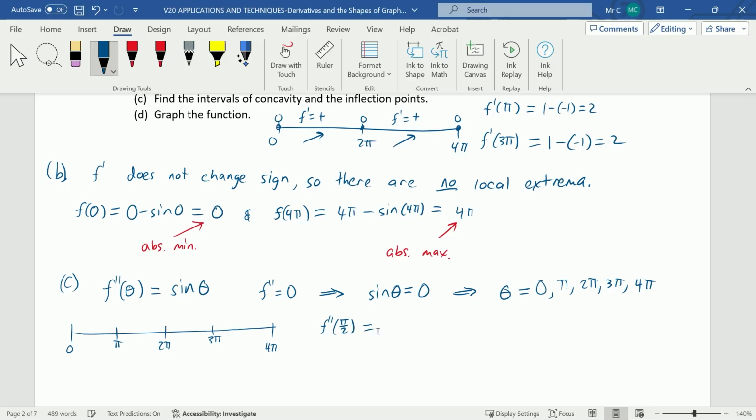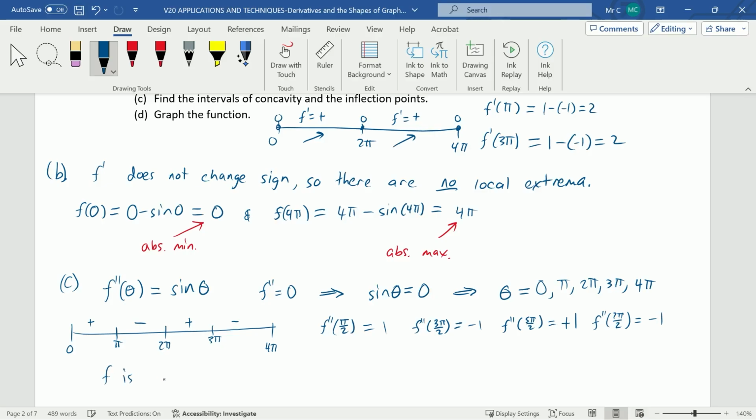So at pi over 2, what do we get? We get sine of pi over 2, which is 1. So this is positive. And then f double prime of 3 pi over 2. That's -1, so this is negative. F double prime of, the next one would be 5 pi over 2, is going to be positive again, +1. And f double prime of 7 pi over 2 is going to be -1 again.